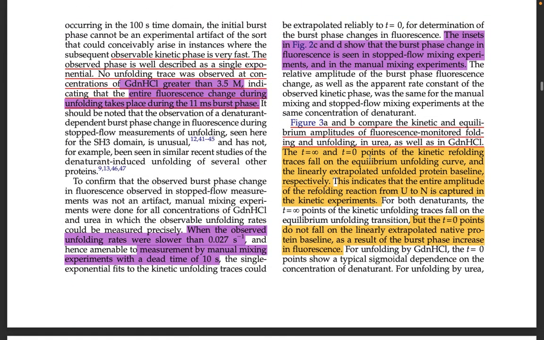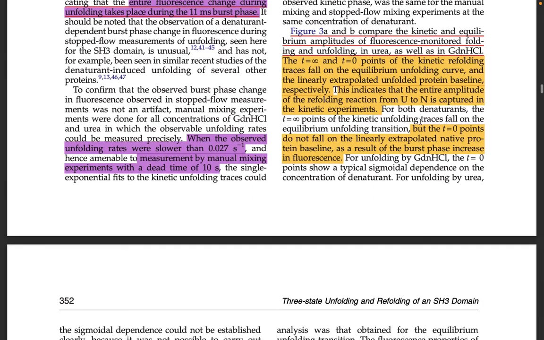Figure 3A and B compares kinetic and equilibrium amplitude of fluorescence monitored folding and unfolding in urea as well as in guanidinium hydrochloride. The t equal to infinity and t equal to 0 points of kinetic refolding traces fall on the equilibrium unfolding curve and linearly extrapolated unfolded protein baseline respectively. This indicates that the entire amplitude of the refolding reaction from U to N is captured in the kinetic experiment. For both denaturants, the t equal to infinity points of the kinetic unfolding traces fall on the equilibrium unfolding transition, but t equal to 0 points do not fall on the linearly extrapolated native protein baseline as a result of a burst phase increase in fluorescence.